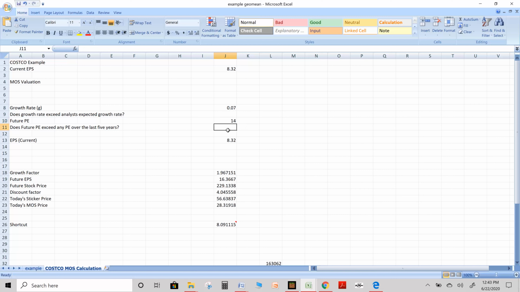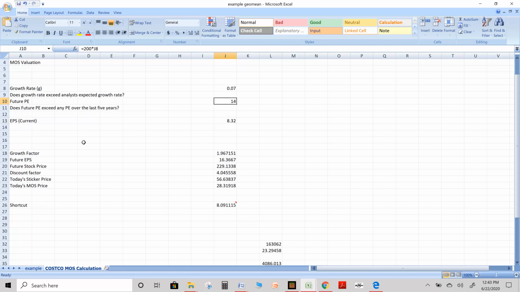You get the picture. And one thing to be careful here with Excel is I used 200 times my value, and again, that's because I'm using the decimal form. So 200 times the growth rate in decimal form, or just if you're using the regular number, just 2 times. So either way, it comes out to 14. There we go. Earnings per share, we mentioned $8.32. It's right here.